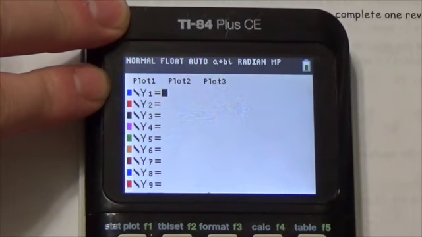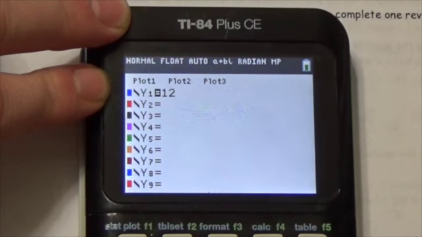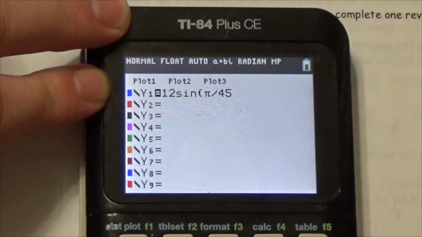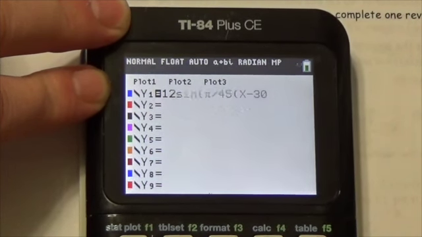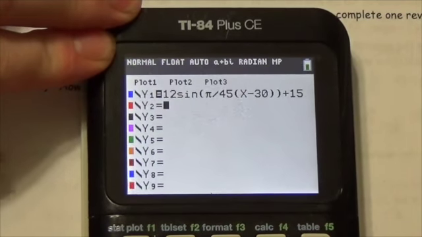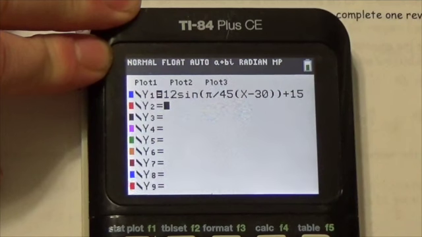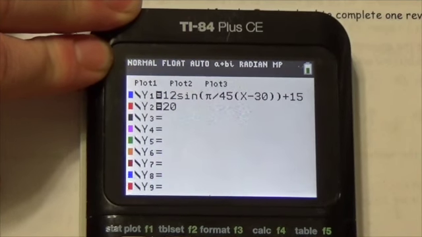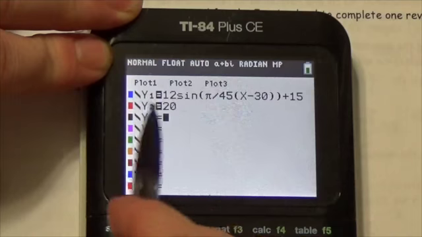So we're going to pull out the calculator, we're going to graph this thing. Okay, so we're going to plug in our equation here, 12 sine of pi divided by 45 bracket x minus 30, close bracket twice, and then add the 15. And then we're interested in when we cross over the 20 mark. So we're going to put 20 in there. Okay, so we're going to look for where those things intersect.